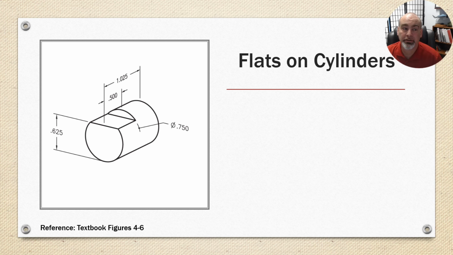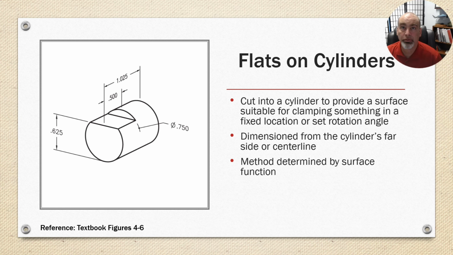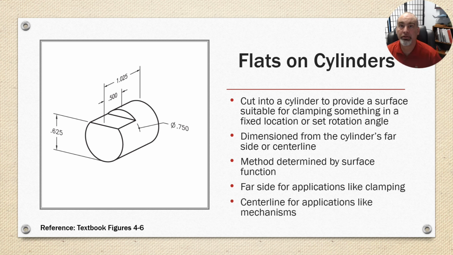Okay, flats on cylinders. A cut into a cylinder to provide a surface suitable for clamping something in a fixed location or set rotation angle. Dimension from the cylinder's far side or center line, a method determined by the surface's function: the far side for applications like clamping, and center line for applications like mechanisms that go together.